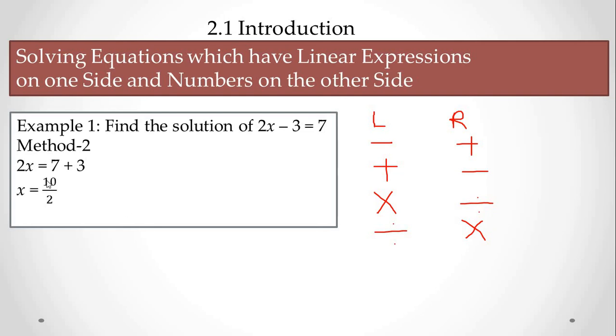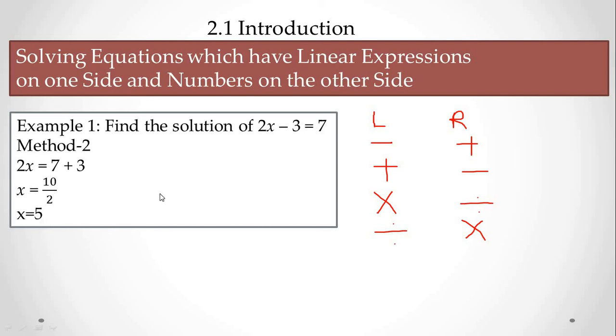So here x is nothing but 7 plus 3, which is 10. If you remove that 2, x you write as it is and 2 will go downside. It will be in division because, as I told you, multiplication will be converted into division. 2 is involved with x in multiplication because 2 into x is 2x, so it will go downside. Finally x is 5 because 2 into 5 is 10. So 10 divided by 2 is 5. So your answer is 5.